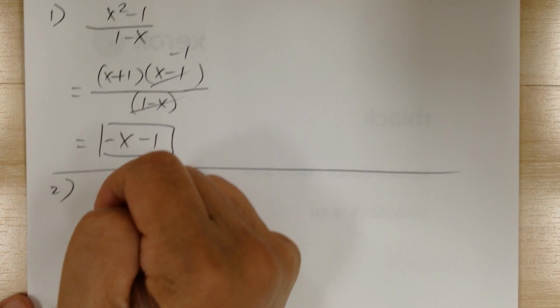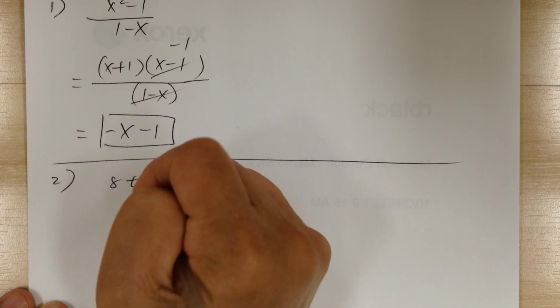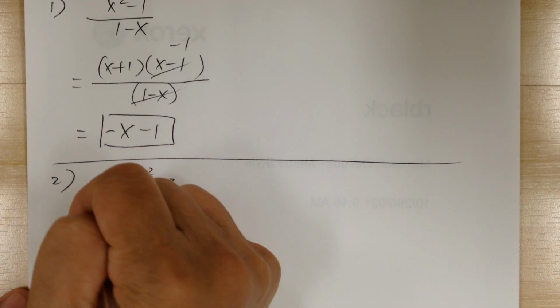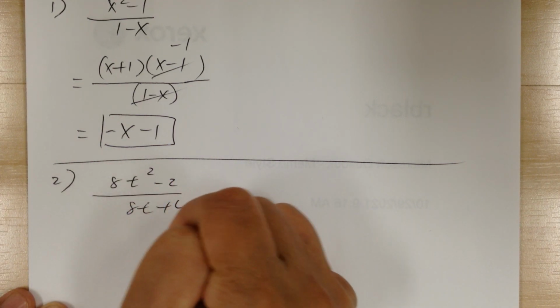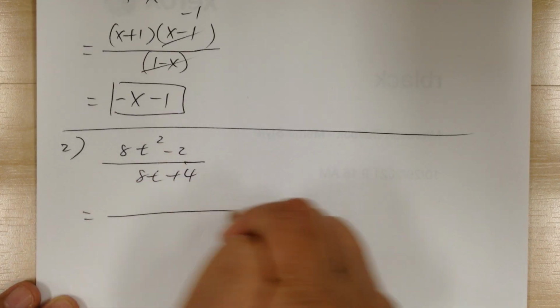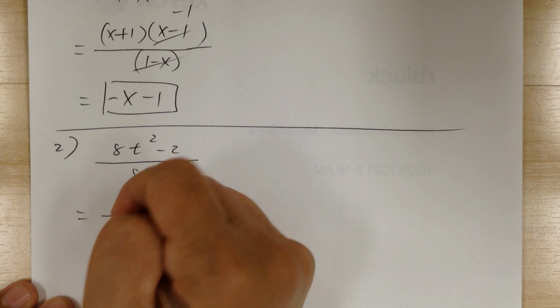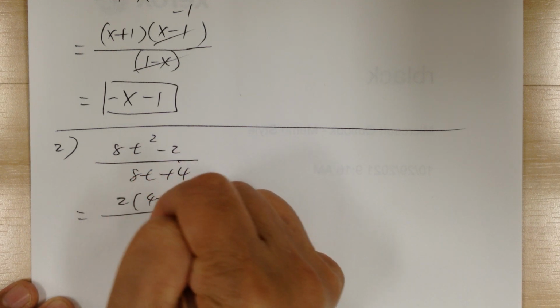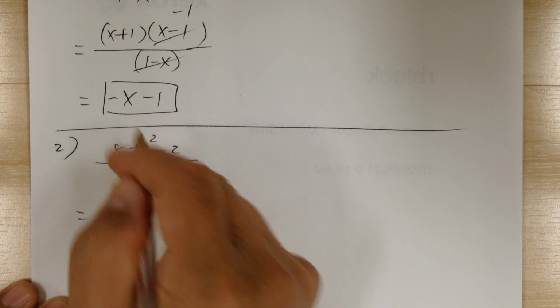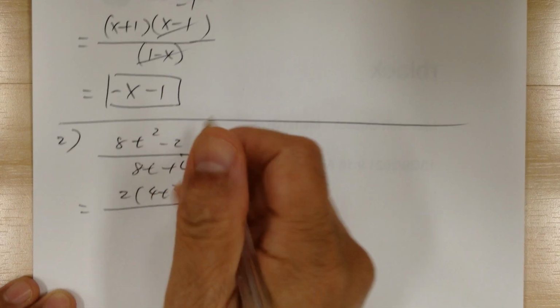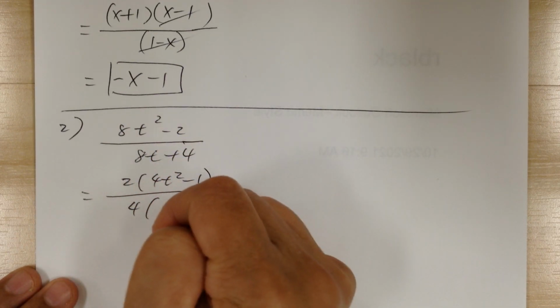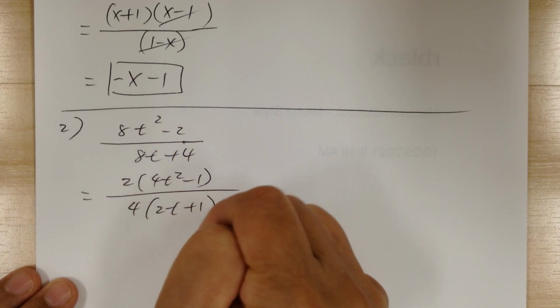Okay, number 2. Okay, you have 4t squared minus 2 over 4t plus 4. Okay, so first you need to go and factor everything. So step 1, common factor, you can factor the 2. So you got 2 times 2t squared minus 1. So that's your step 1 common factor. On the bottom, you can factor the 4. So you get 4 times t plus 1.